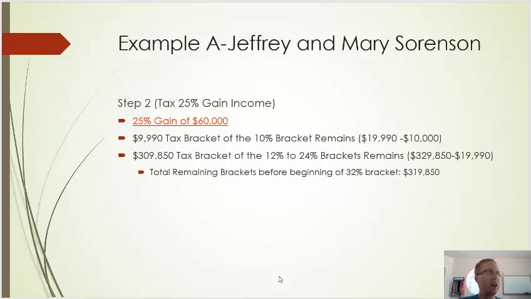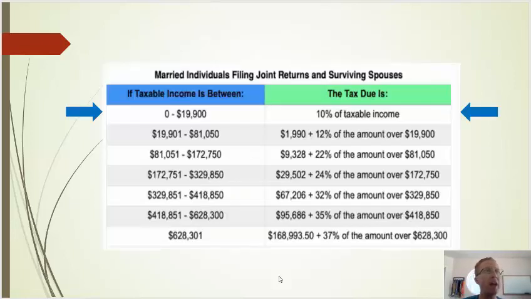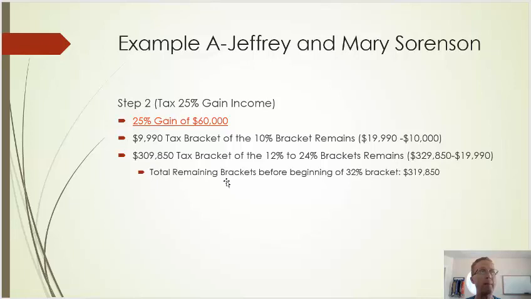And then if you look here at the narrative, it says, to get to the 24% bracket is $309,850 of income left. So what I'm trying to say is, to get from 24 to 32%, it's $329,850. I've already taxed 10, so I've got to have more than $319,850 before I would bump into the next. So first thing I'm going to do is take out the $9,990. That's how much I have to get from the 10% back to the 12%.